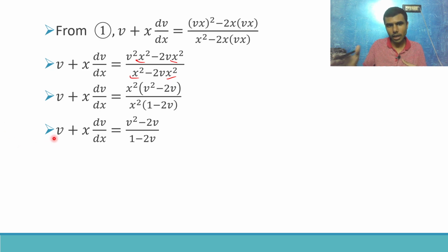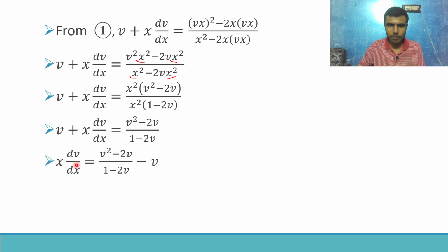Send this v to the RHS. Now what would I get is x dv by dx equal to this minus v. Next what? See, in case you are not familiar, a by b minus c is nothing but a minus bc whole divided by b. That means this would go here.